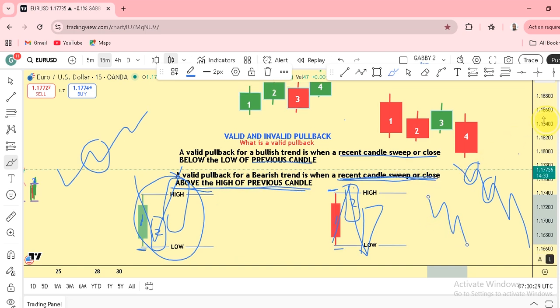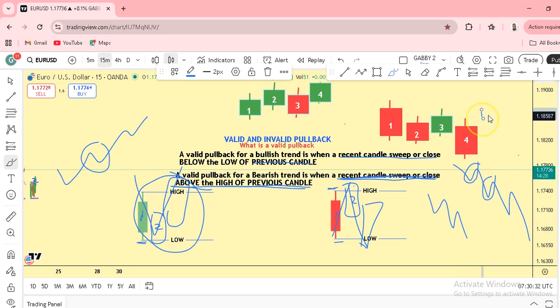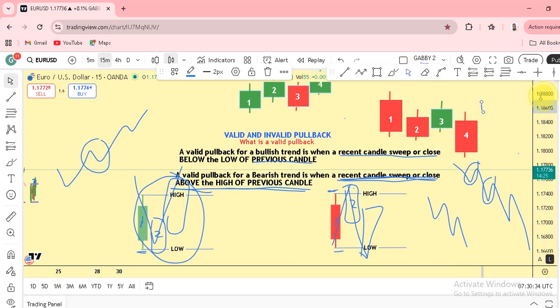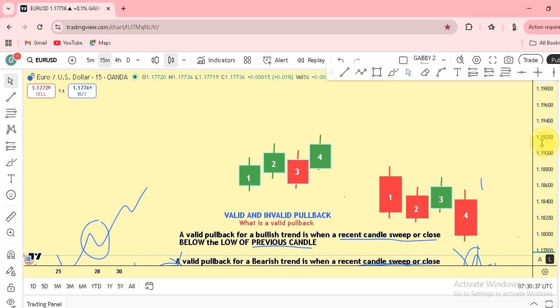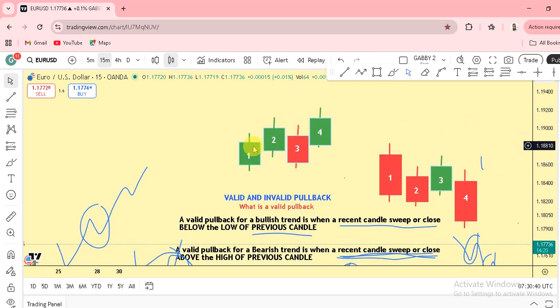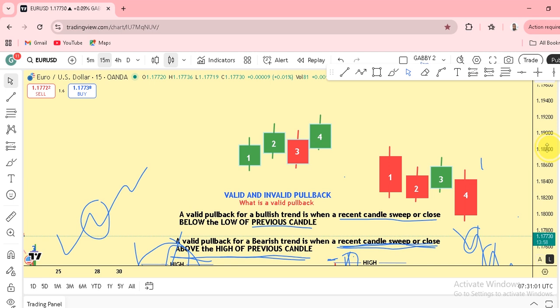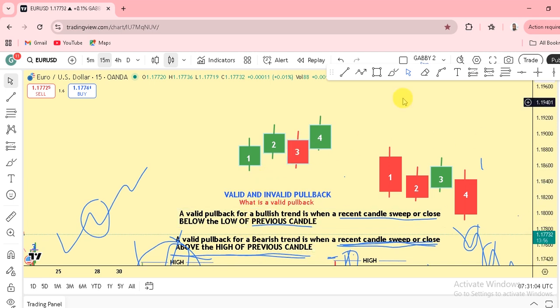So let's get more into the chart where the candles are being numbered, so that we have a more refined definition and explanation of what we are trying to understand about pullback. Now, in a bullish scenario, I beg your pardon, we have candle one, candle two, candle three, and candle four. In a bullish situation, we said it is when the recent candle closes below the low of the previous candle. When the recent candle closes below the low of the previous candle, we can say we have a valid pullback.